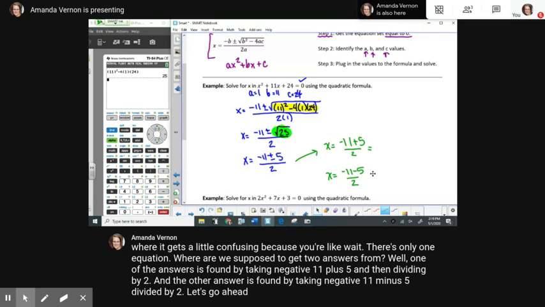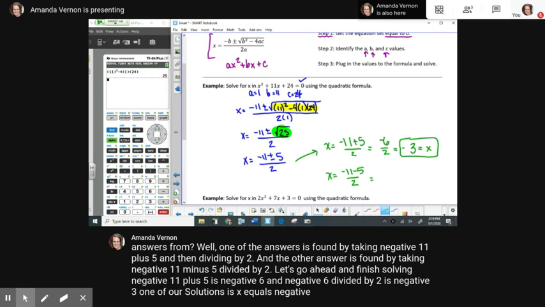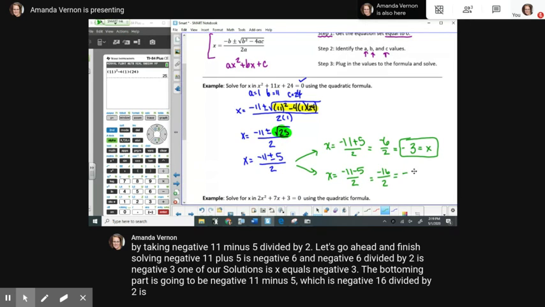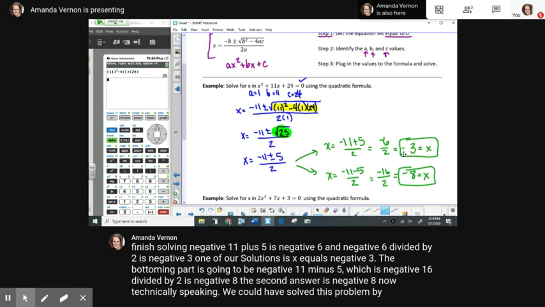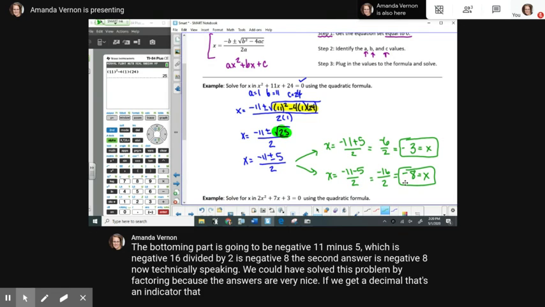Let's go ahead and finish solving. Negative 11 plus 5 is negative 6, and negative 6 divided by 2 is negative 3. One of our solutions is x equals negative 3. The bottom part is going to be negative 11 minus 5, which is negative 16. Divided by 2 is negative 8. The second answer is negative 8. Now, technically speaking, we could have solved this problem by factoring because the answers are very nice. If we get a decimal, that's an indicator that we would not have been able to solve that problem by factoring. Let's move on to the next one.